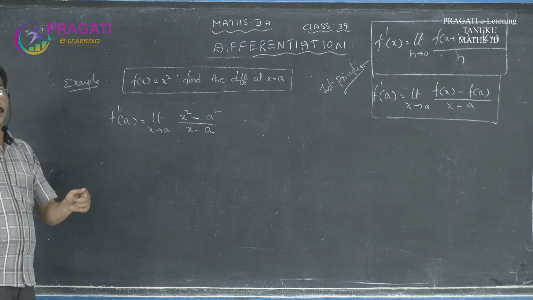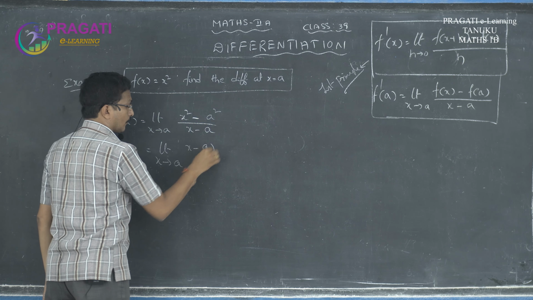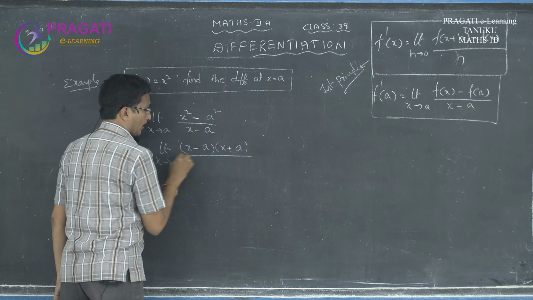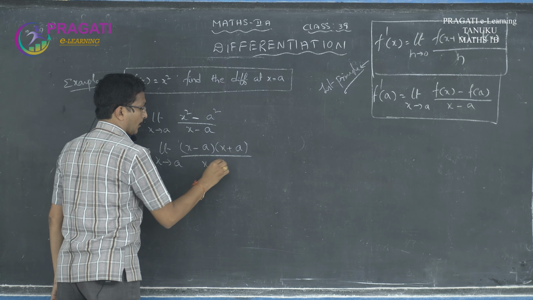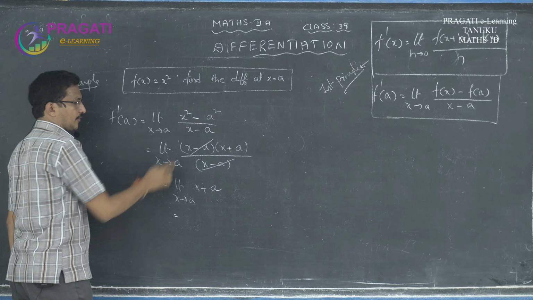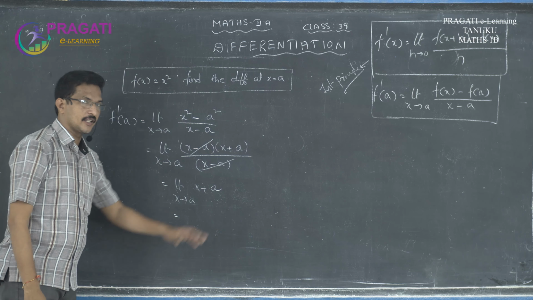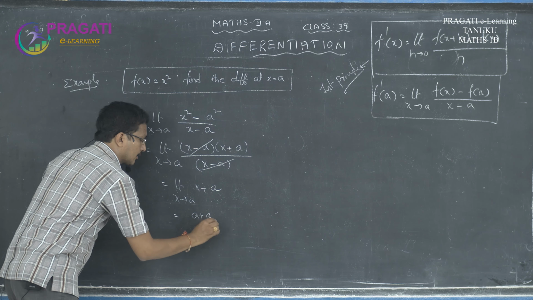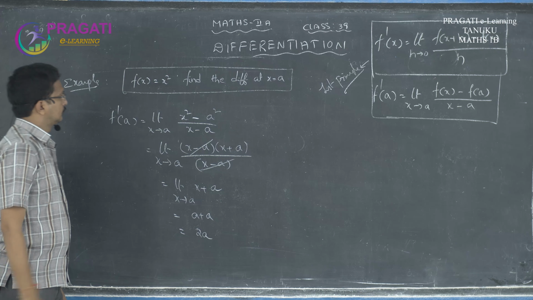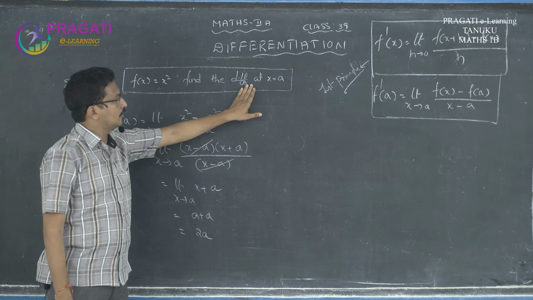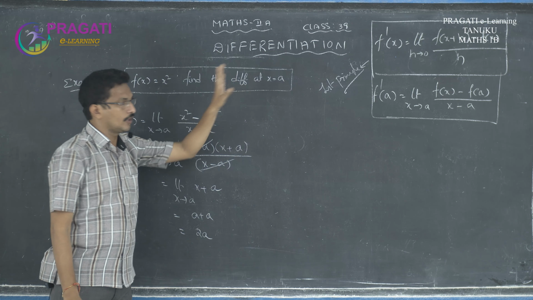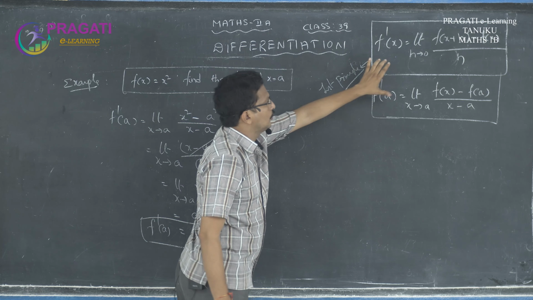So there is an alternative. What is the alternative method? Here, use factorization. Okay, students. After cancellation of x minus a, the remaining term is x plus a. Again direct substitution: a plus a is equal to 2a. So the derivative, the differentiability at x is equal to a, the answer is 2a. f dash of a is equal to 2a. It is a check at the point a. Here we use the formula.